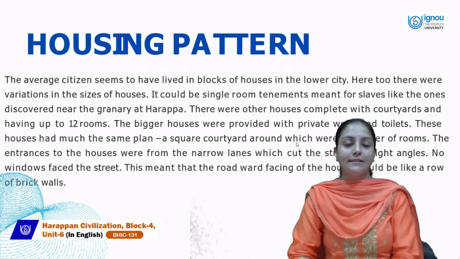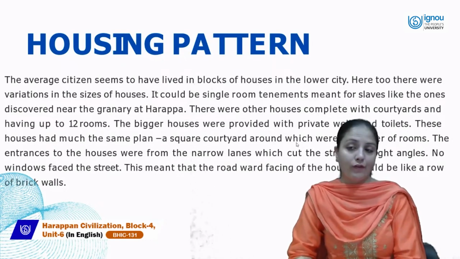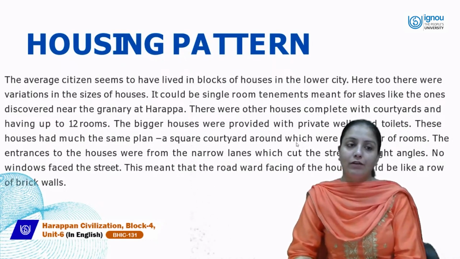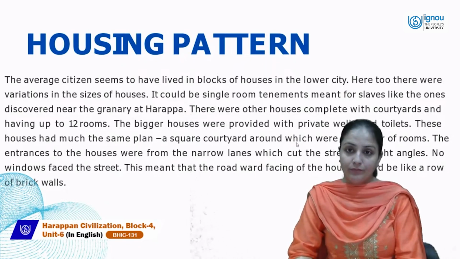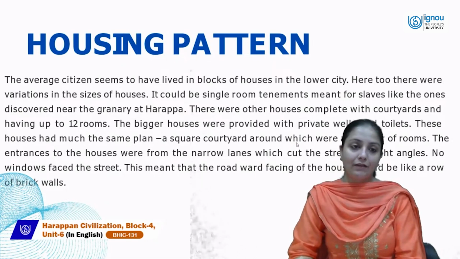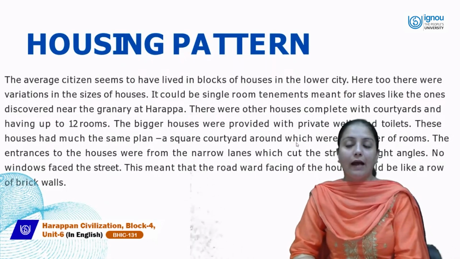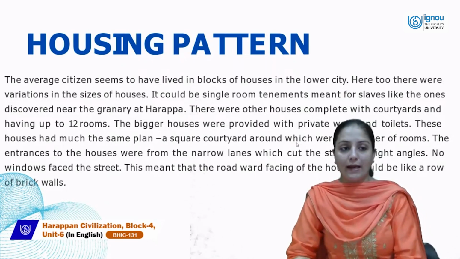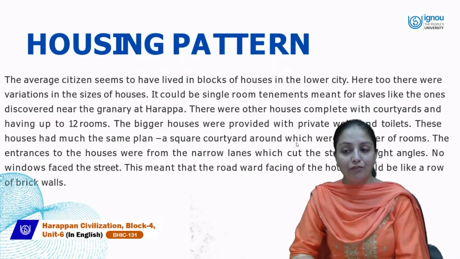The average citizen seems to have lived in blocks of houses in lower city. Here too, there were variations in size of houses. It could be single room tenements, meant for slaves like the ones discovered near the granary of Harappa. There were other houses complete with courtyards, having up to 12 rooms. The bigger houses were provided with private wells, toilets.